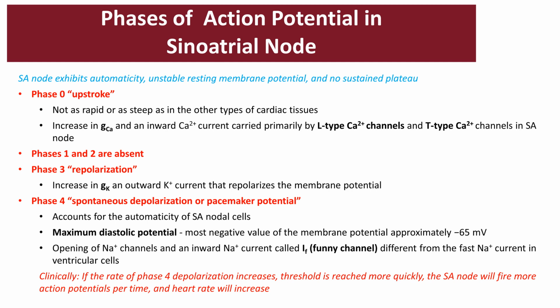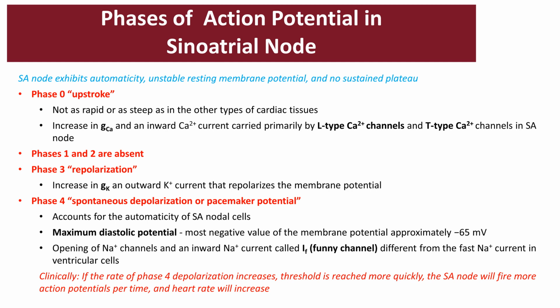It starts off with phase 0, also the upstroke. This isn't as rapid or as steep as in the other cardiac tissues, but there is an increase in calcium channel activity, and therefore calcium ions go in, triggered primarily by both the L-type, long type, and also the transient type, T-type calcium channels inside the SA node. There is no phase 1 or phase 2 during this part of the action potential.